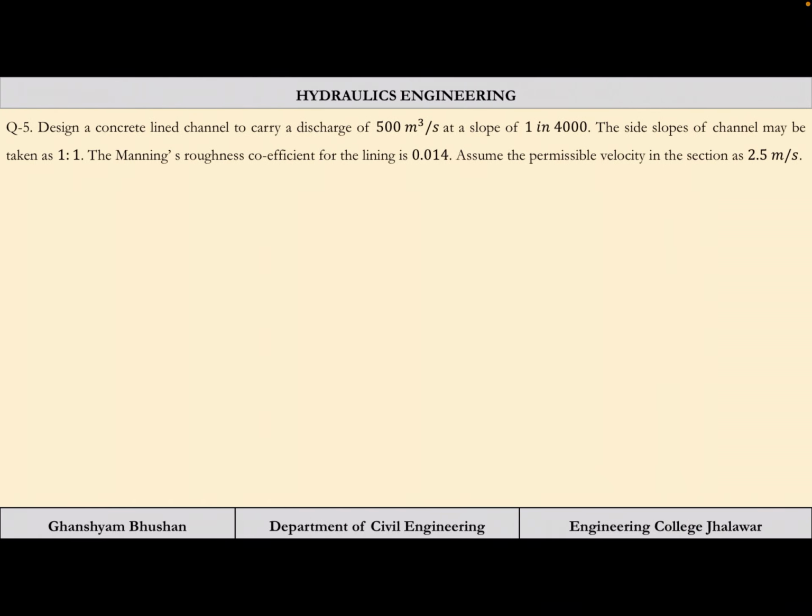We have to design a concrete lined channel to carry a discharge of 500 meter cube per second at a slope of 1 in 4000. The side slope of the channel may be taken as 1:1. The Manning's roughness coefficient for the lining is 0.014, assuming the permissible velocity in the section is 2.5 meter per second. This is a little bit different problem from the previous one.